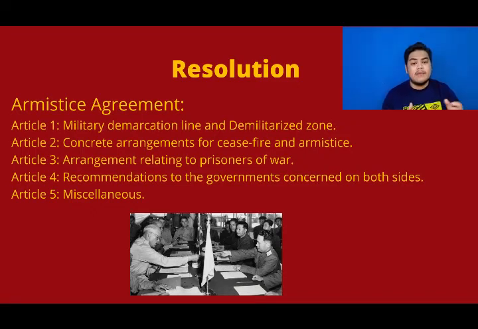parallel. A demilitarized zone was set up, which stands to this day.